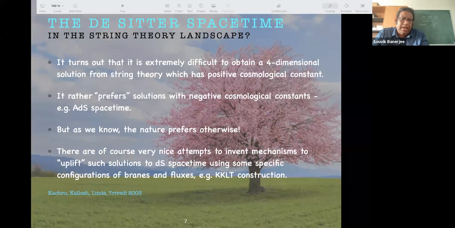And actually, there are many attempts from the early 2000s where people tried to invent mechanisms to uplift these solutions, namely the way I said, and also what I'm going to explain later, using some specific configurations of branes and fluxes. The most notable one in this sense is by Kachru, Kallosh, Linde, and Trivedi back in 2003, which is known as the KKLT construction. Is this clear so far?